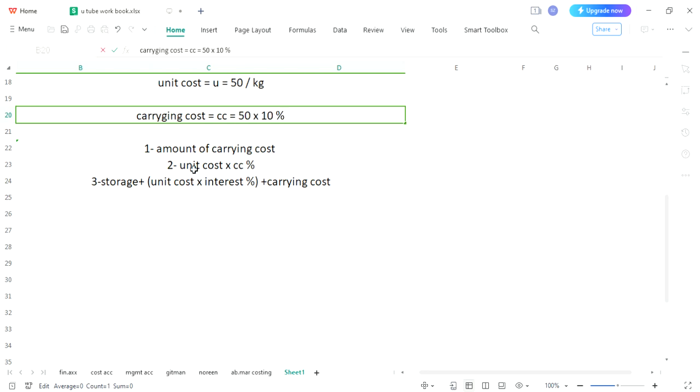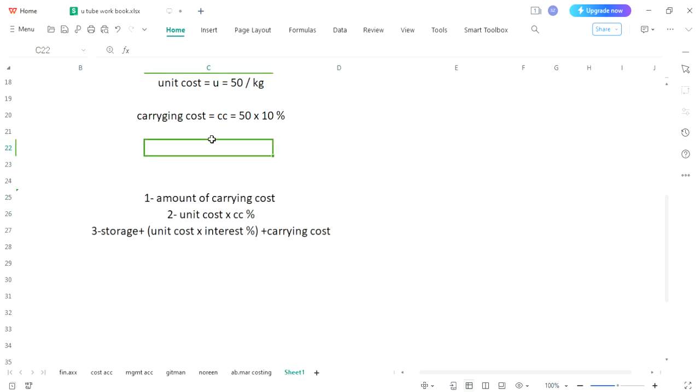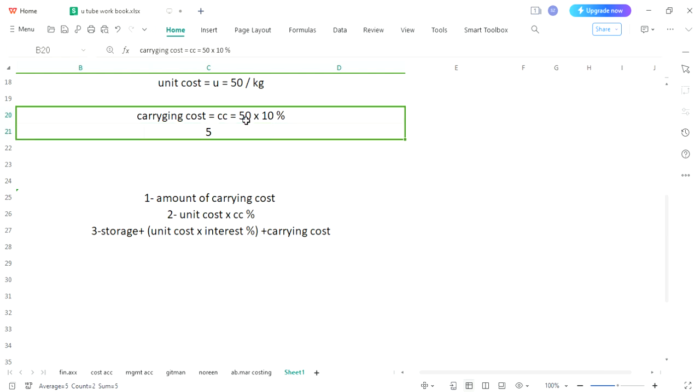Understood? We are following this formula: unit cost multiplied by CC percent. The unit cost was 50, which we have taken, and 10% is given in your question, with which you will be able to calculate your carrying cost. The calculation would be completed over here. Let's make a little more space, and here you will calculate your carrying cost. How? 50 multiplied by 10 divided by 100. So you have got your carrying cost. So all elements related to economic order quantity have been completed.